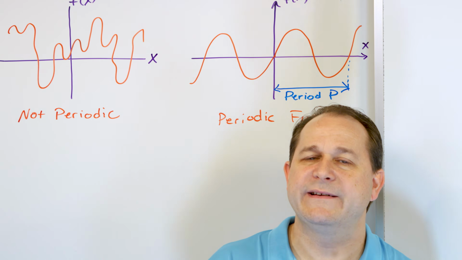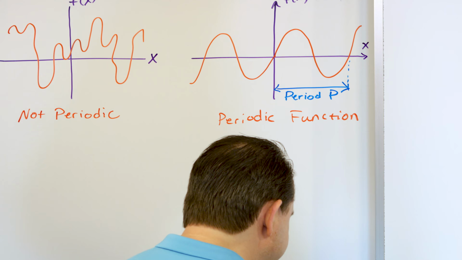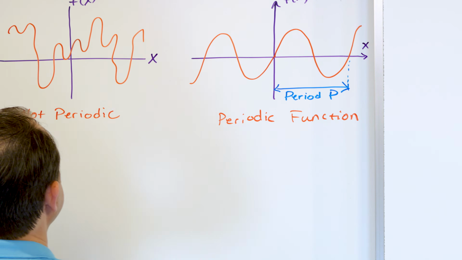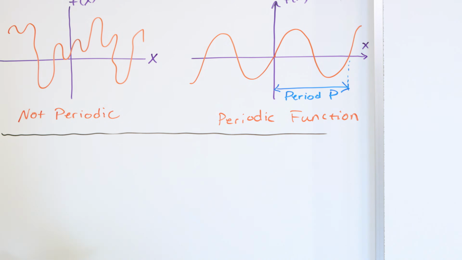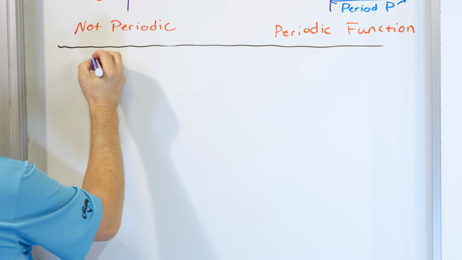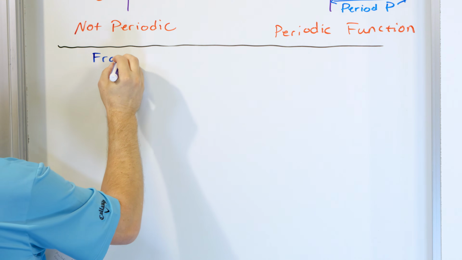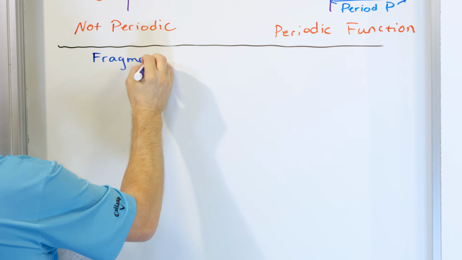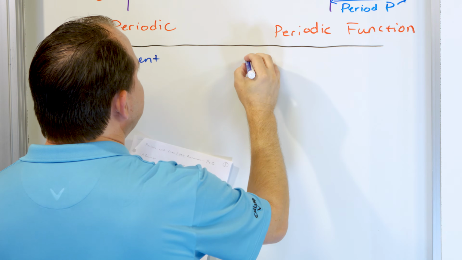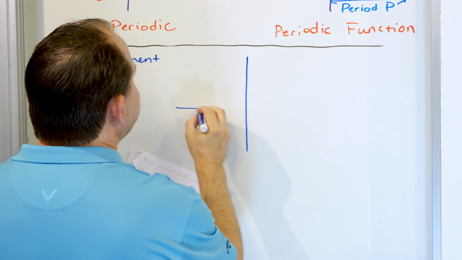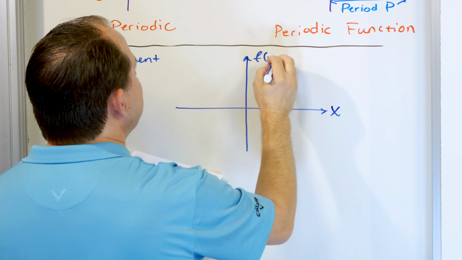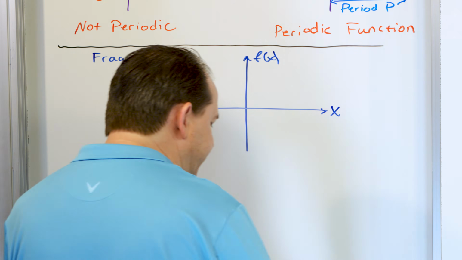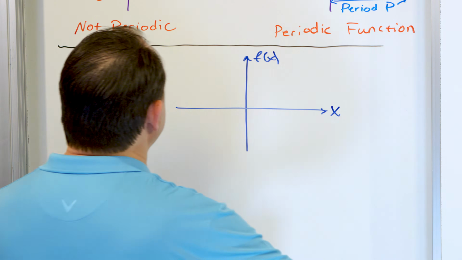So let me give you an example of how we would use this. Let me give you what we call a snippet of a periodic function, and we're going to draw the full periodic function. All right, what I'm going to do now is give you a fragment of a function. I'm going to draw it right here, and this is the x, and this is the f of x. Now I could draw a fragment of a sine wave, but let's do something different just so we're not drawing the same things over and over and over again.